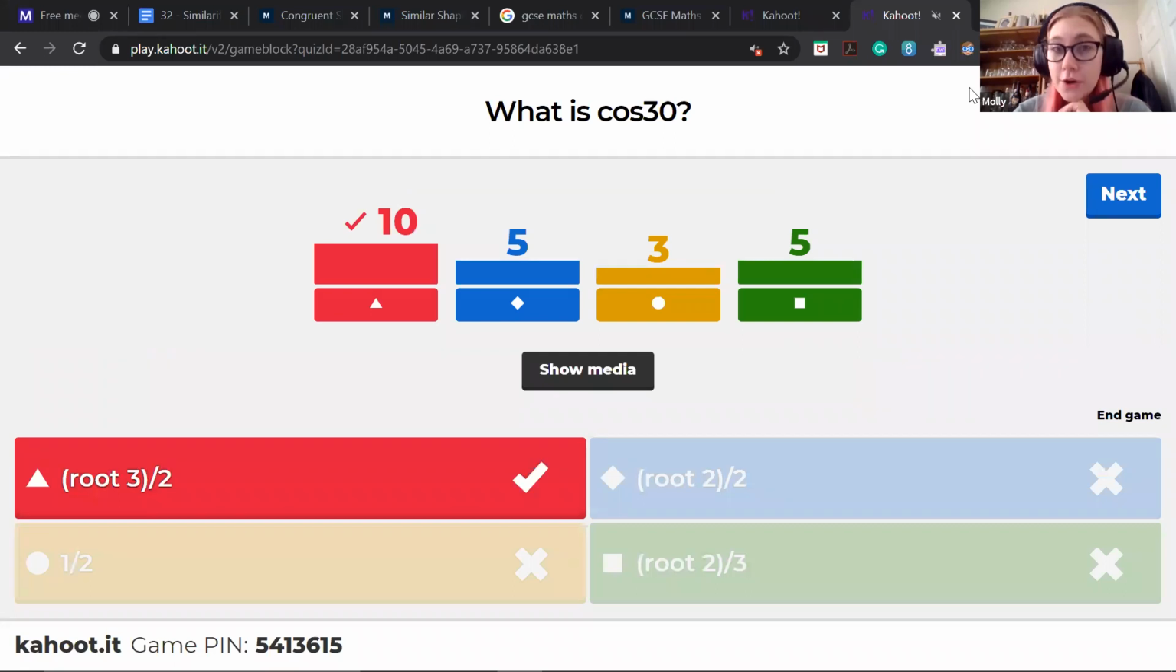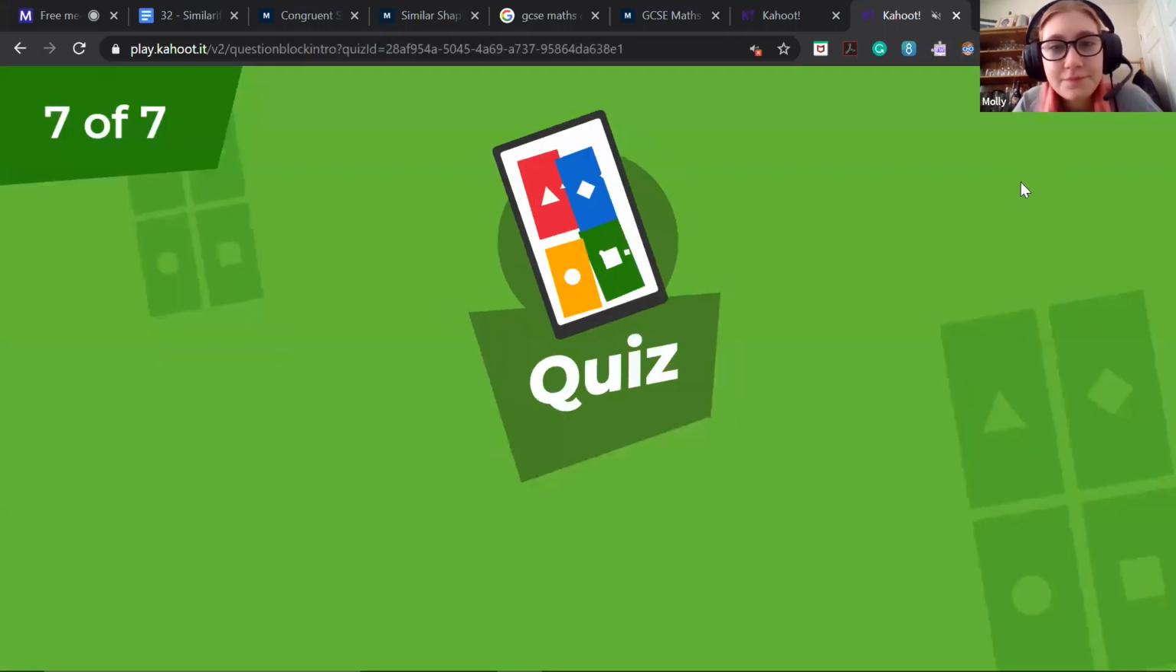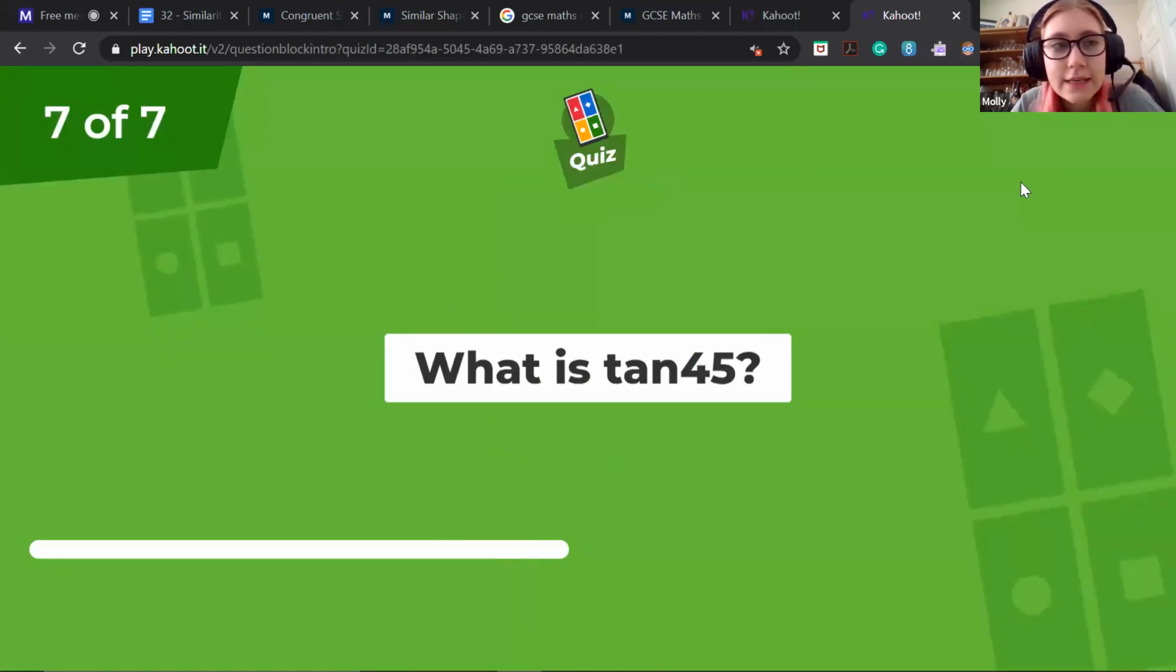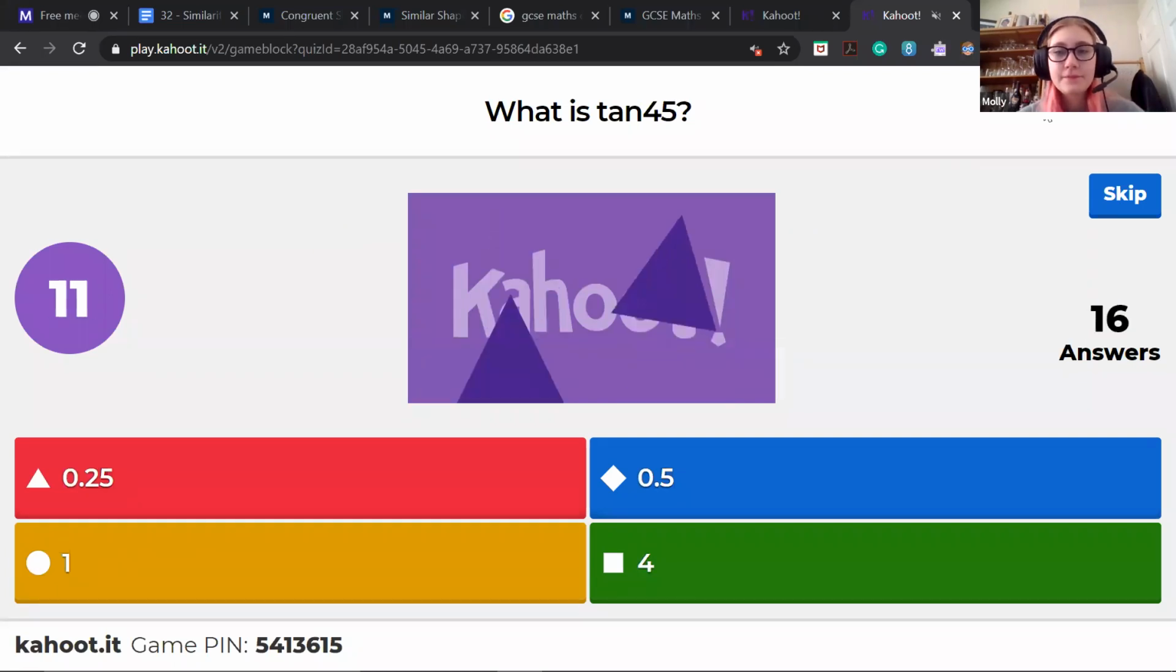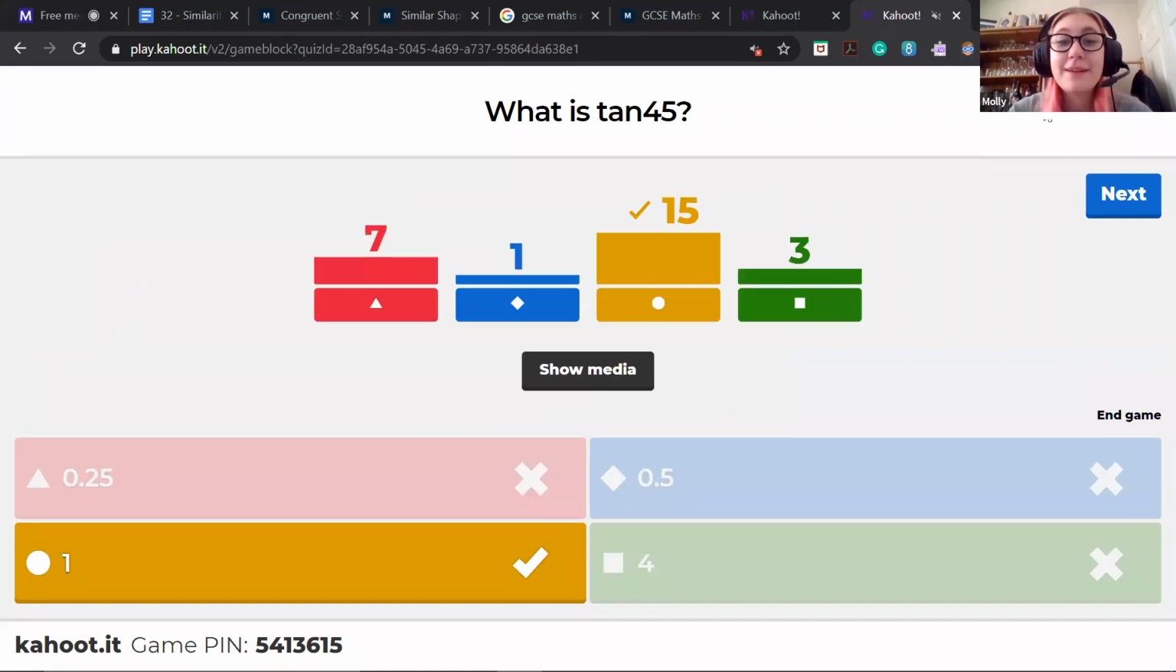Okay, still the majority got that, but there are some that didn't, so that's fine. It's root 3/2, and I'm going to show you ways to remember these and work them out. Okay, and finally, final question: what is tan 45? So when we look at our common trig ratios, we'll be learning all of these, and as I said, hopefully ways to remember them. Yeah, brilliant. Lots of you knew that, so well done.